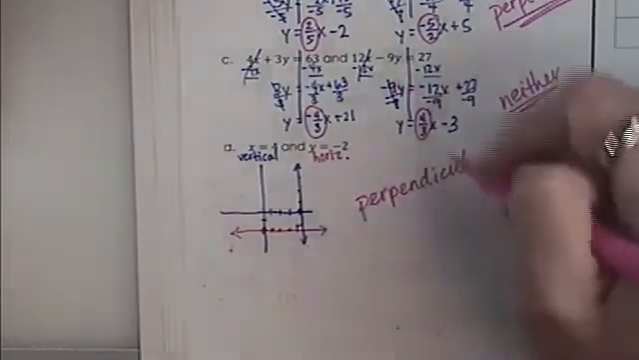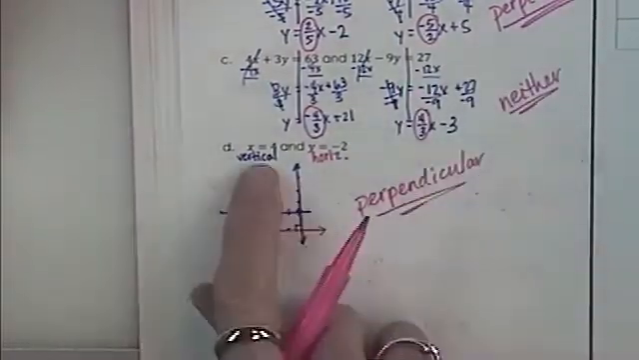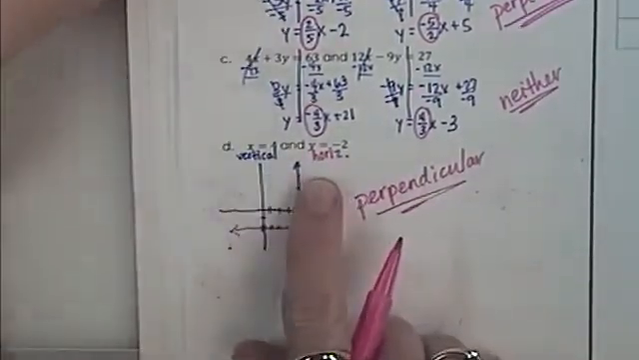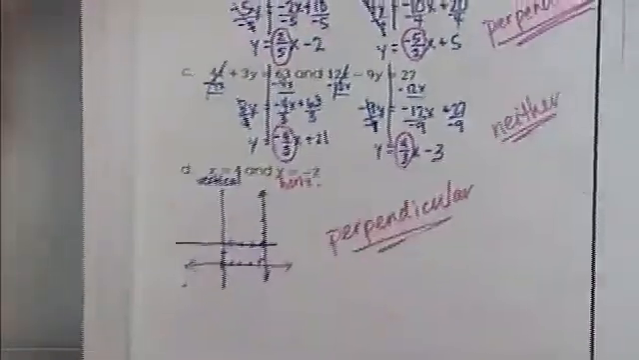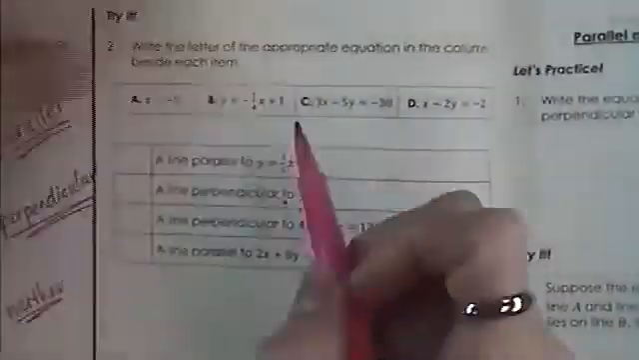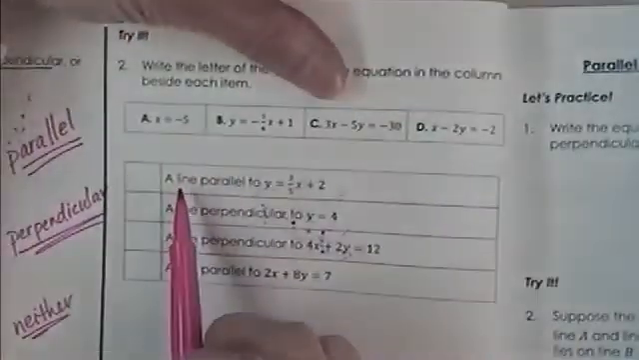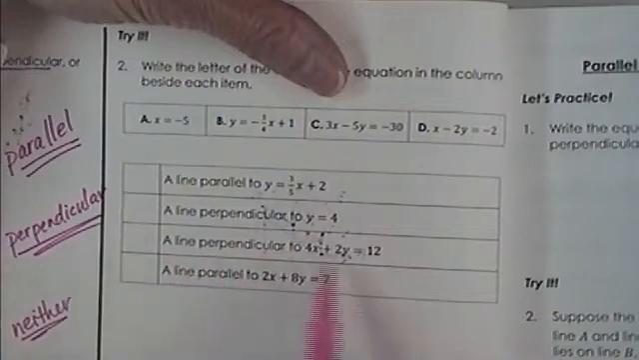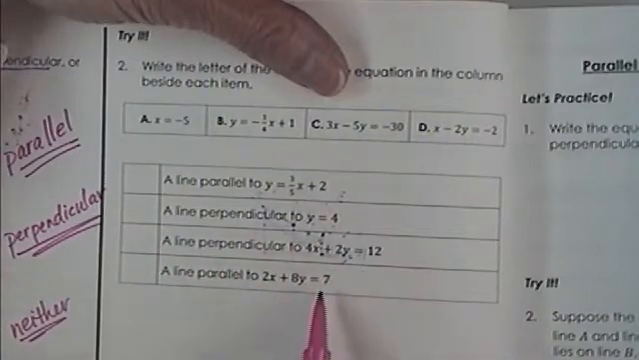Let's get this back here. Perpendicular. So that's just something you need to remember. If you have a vertical and a horizontal line, those are going to be perpendicular. Two horizontal lines, those would be parallel. All right, let's look at the last part of this. Write the letter of the appropriate equation in the column beside each item. All right, so we need to find a line parallel to this, a line perpendicular to this, parallel to this.